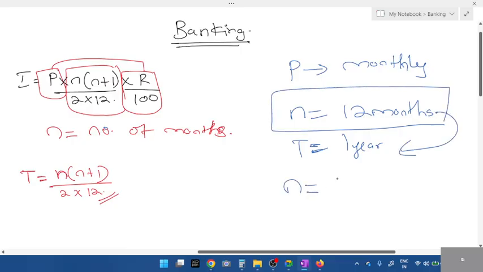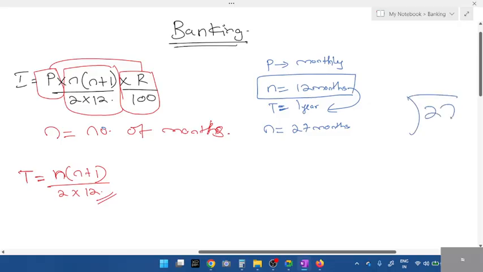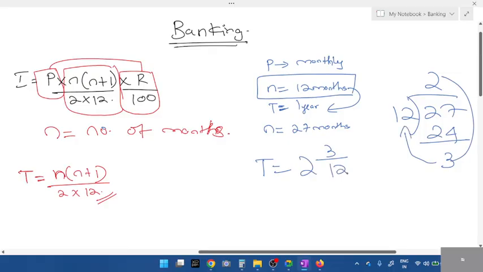For example, after calculating, you get N equal to 27 months. How do you convert months into years? Divide by 12. Take 27 divided by 12. 12 twos are 24. Remainder 3. It's not 2 years, 3 months. How do you write it? 2, 3 by 12. Now this 2 stands for 2 years.